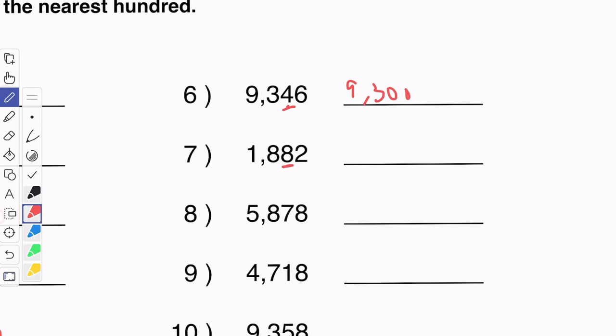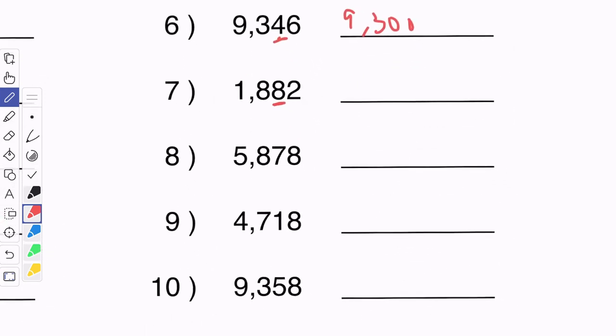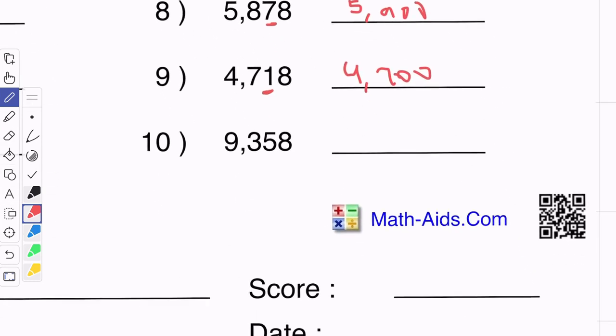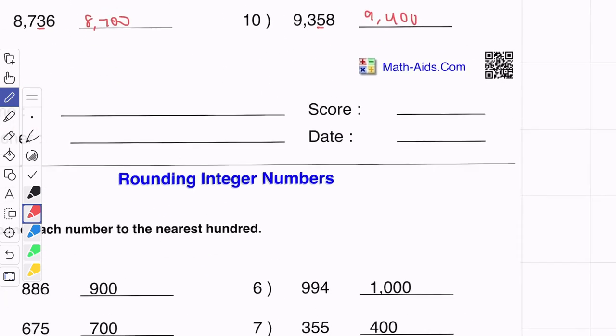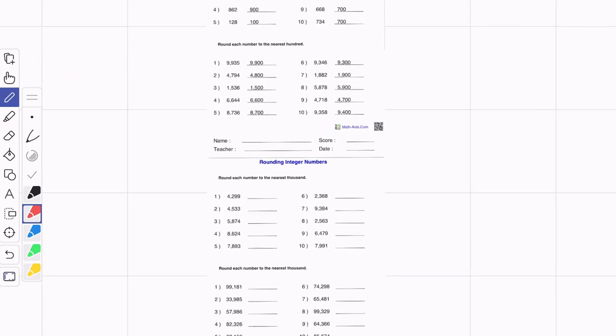This one is above 5, so we're going to round up to 900. Above 5, so we're going to round up to 900. This one is below 5, so we're going to round down to 700. This one is equal to 5, so we're going to round up to 400. And that's how we do that.